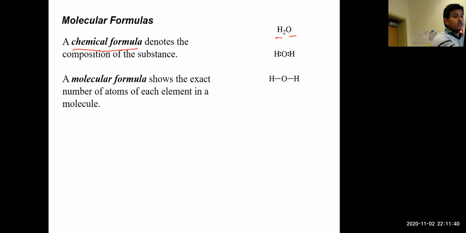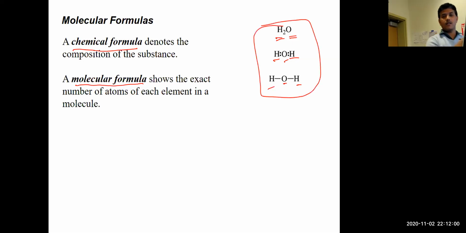Molecular formula, which is the same as chemical formula, right? There are just two different ways of saying it. It shows the exact number of atoms of each element in a molecule, same as H2O. You have two hydrogens and one oxygen, same as one oxygen and two hydrogens. These are all different ways of expressing chemical formula or molecular formula.